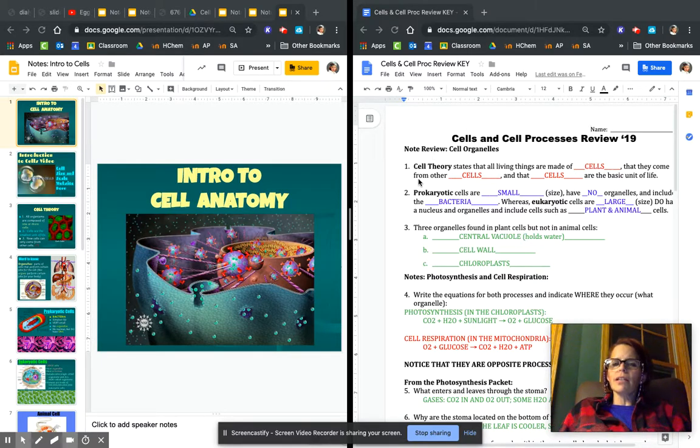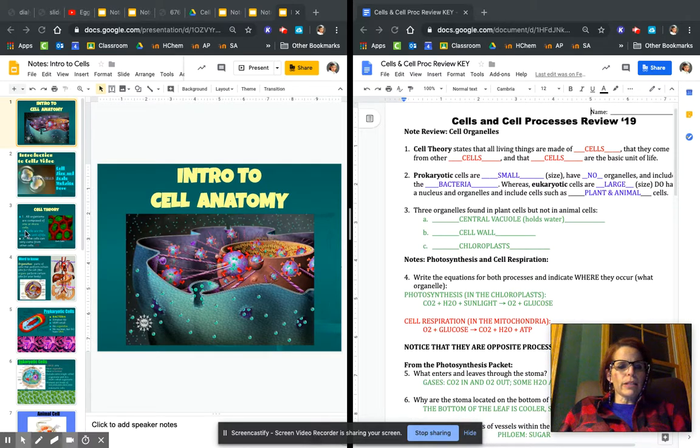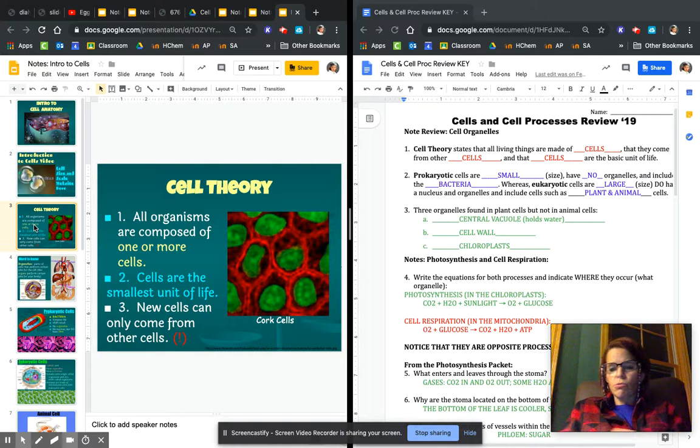So we started out, you took a quiz already on cells in general, cell anatomy, but I just wanted to emphasize a few things. Cell theory, where did we find cell theory? Cell theory was in the notes. Oh, and I'm going to go back and forth between the two sides of the screen. So I have all the notes and the different things that we looked at on the left side, and then the answers to the study guide on the right side.